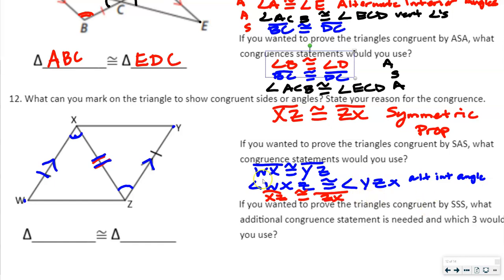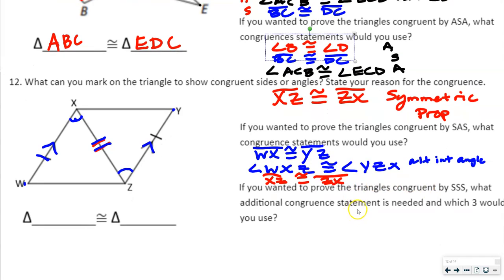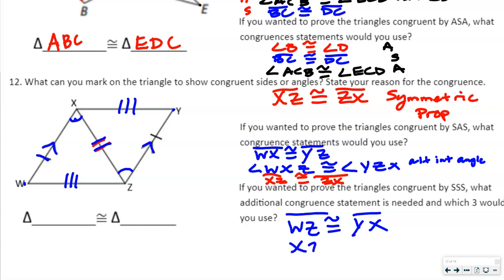Okay. So then this next one says, if you wanted to prove the triangles are congruent by side, side, side, what additional congruent statement is needed? Okay. So what additional statement? We'd have to have this one, right? That WZ is congruent with YZ. So I'm going to say WZ is congruent with YZ, right? Wait a minute. Did I say that right? No. WZ, YX. My bad. YX. Okay. Then I could say XZ is congruent to ZX, right? And what was our third side?